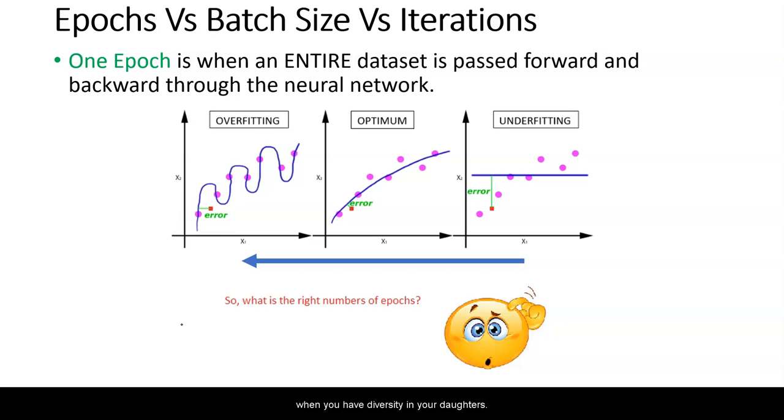So when you have diversity in your data set, the number of epochs to train that data set also increases. Right? So that is about epochs. So in short, one training epoch means that the learning algorithm has made one pass through the entire training data set.